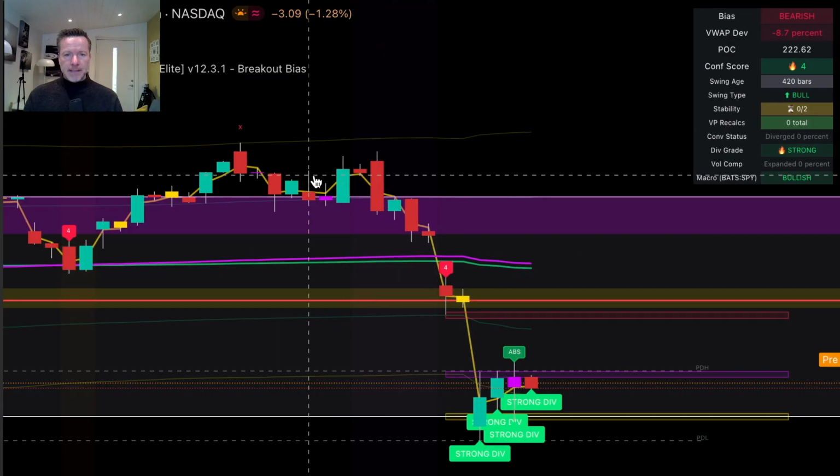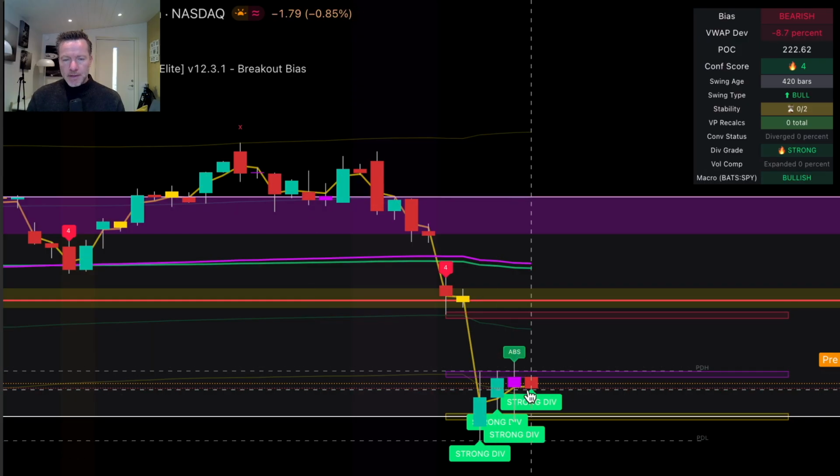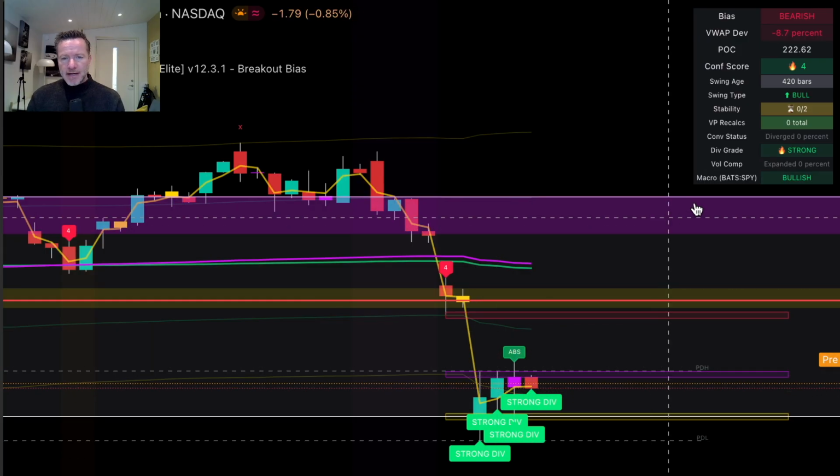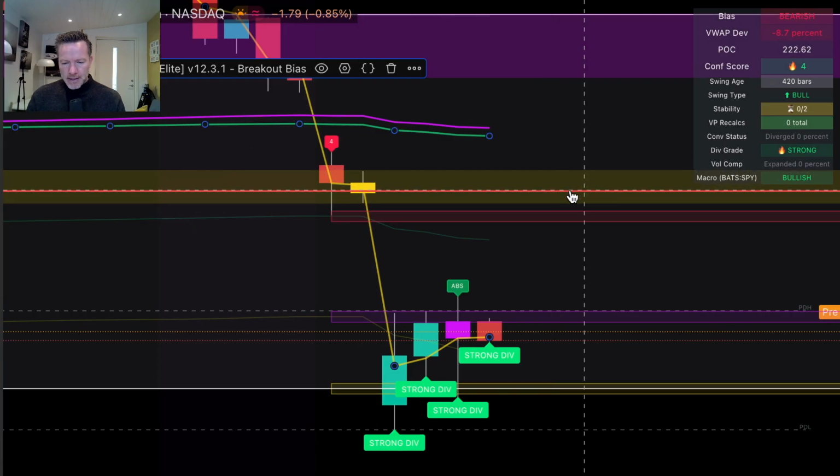Now let's flip it to the short side, because understanding how to short correctly is just as important as buying dips. The Amazon price is currently 208. The VWAP deviation is minus 8.7 and the POC is at 222.60. And the bias is bearish. This is a textbook regime setup.